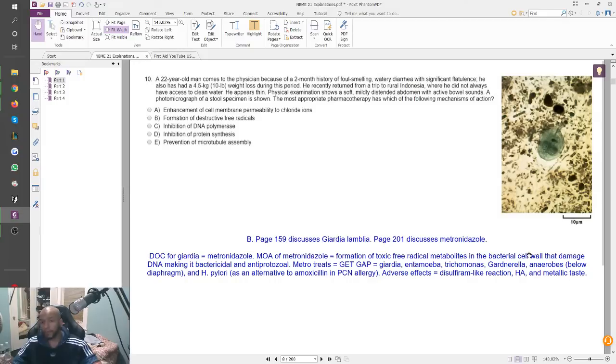Yeah, questions get repeated very often. I haven't looked at NBME 16, but they repeat questions pretty often. They also repeat images. And this image is very obviously Giardia.